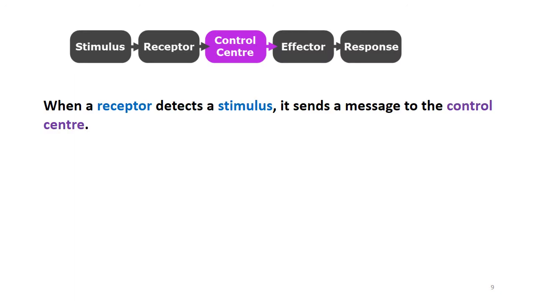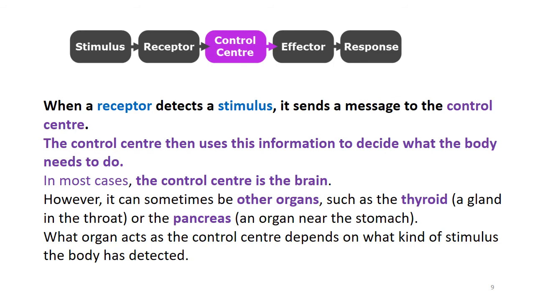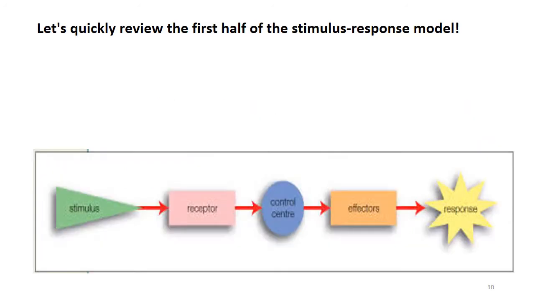When a receptor detects a stimulus, it sends a message to the control centre. The control centre then uses this information to decide what the body needs to do. In most cases, the control centre is the brain. However, it can sometimes be other organs, such as the thyroid, which is a gland in the throat, or the pancreas, which is an organ near the stomach. What organ acts as the control centre depends on what kind of stimulus the body has detected.